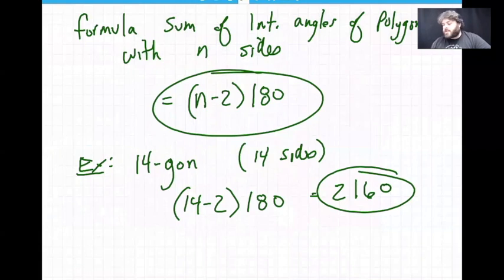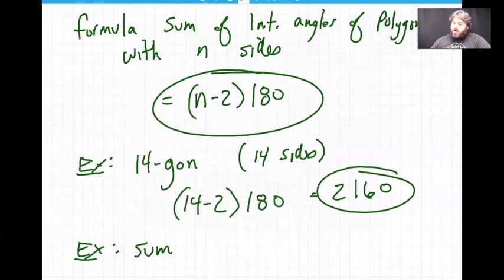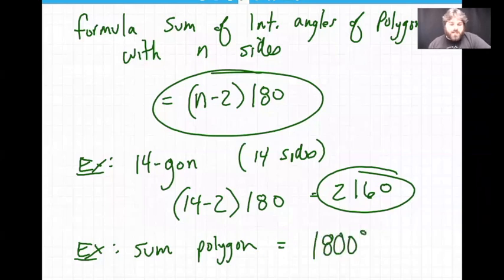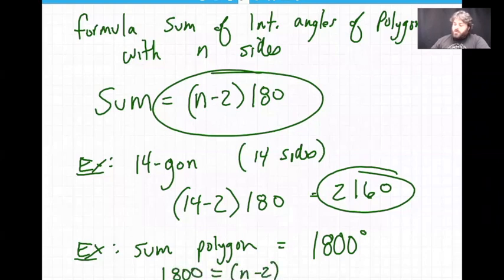Now, alternately, they could say, what if the sum of the interior angles of a polygon was 1,800 degrees? Find the number of sides. So basically, they're asking it backwards. Remember, our formula is the sum equals n minus 2 times 180. So we're just going to use the opposite of that. We say the sum was 1,800. The sum equals n minus 2 times 180. And then we just solve for n.